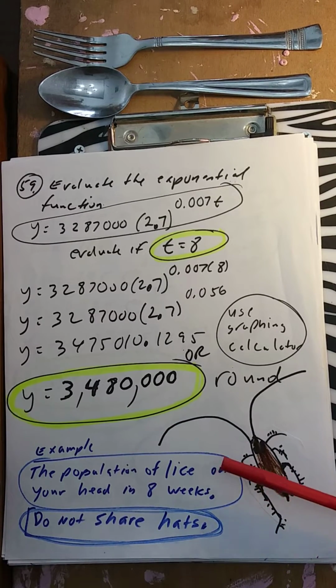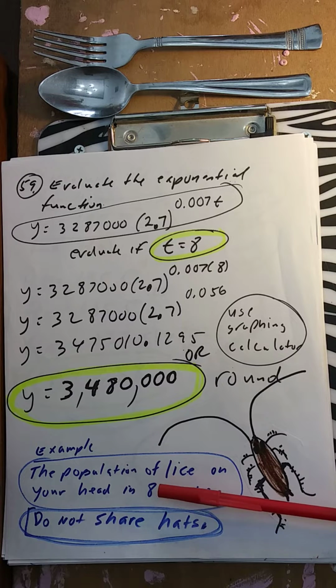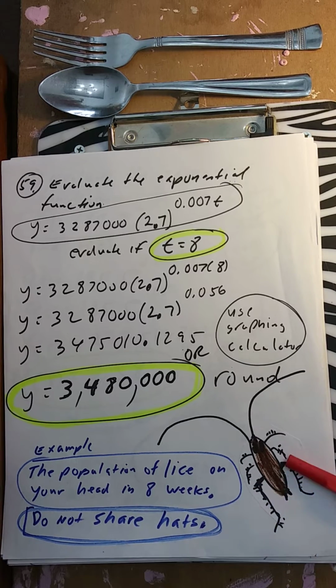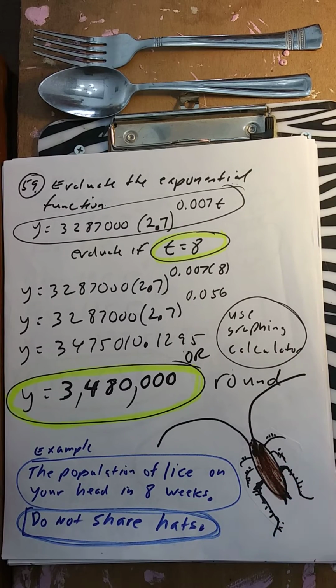Example: the population of lice on your head 8 weeks after you get it. Remember, do not share hats. Man, it kind of looks like a louse. Maybe not. Something like that.